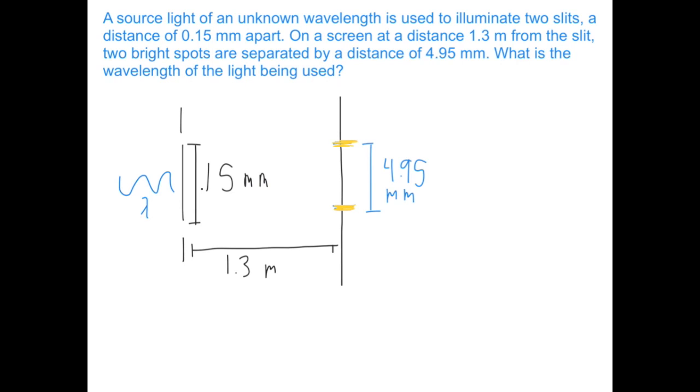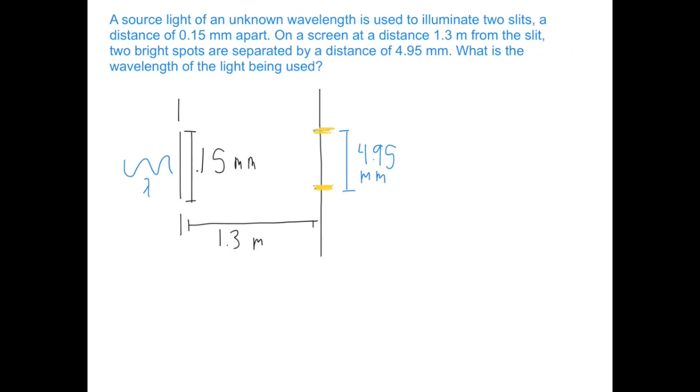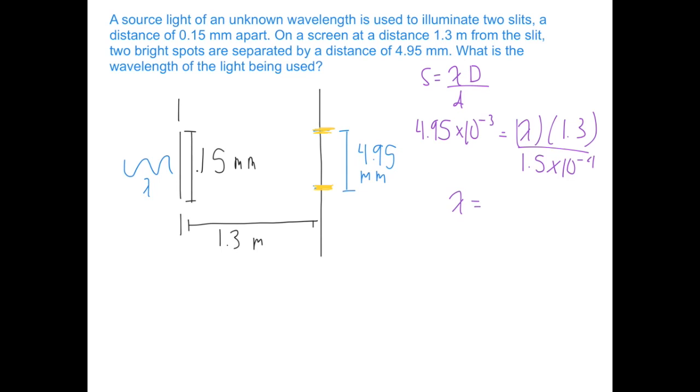A source of light of an unknown wavelength is used to illuminate 2 slits, a distance of 0.15 meters apart. On a screen a distance of 1.3 meters from the slits, two bright spots are separated by a distance of 4.95 millimeters. What is the wavelength of light being used? To solve this problem, we would simply use this equation, making sure that all values are in meters, to get a wavelength of 5.71 times 10 to the negative 7th power, or 571 nanometers.